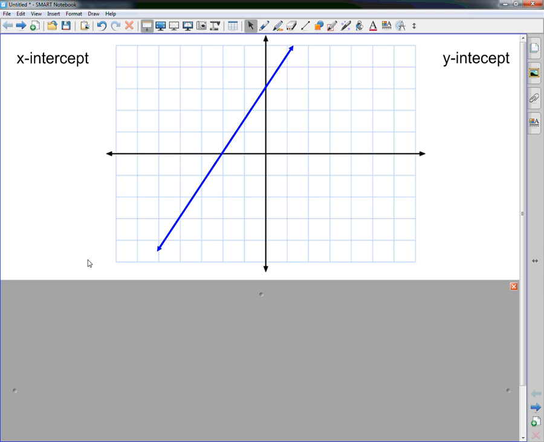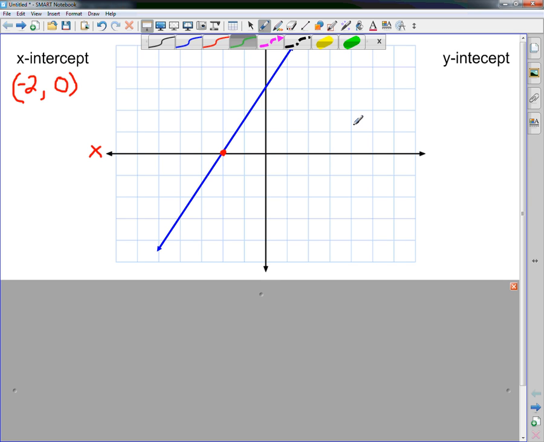When we're looking at a linear equation, the x-intercept is going to be the location on the graph where it crosses the x-axis. Remember that your x-axis runs left and right, or horizontal. So my x-intercept is this point where the line crosses the x-axis. This point is 2 to the left, so it's a negative 2 for the x value, up and down 0. So we have an x-intercept at negative 2, 0.